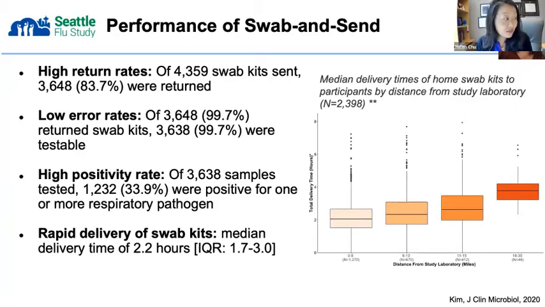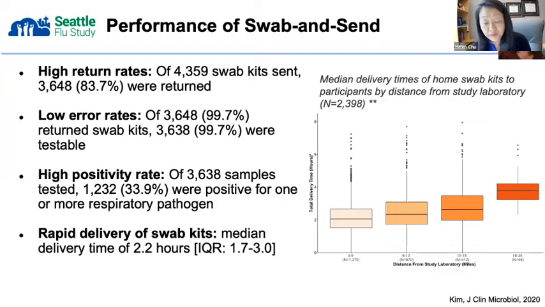So, what you could see here is that of the people who returned the swabs, the vast majority of them were testable, and that we actually recovered a lot of virus in these samples. 34% of the samples that were submitted to us from these home-based swab and send studies were positive for a pathogen. And it was actually very quick, the way that we deliver the swab to people: the median delivery time from request was 2.2 hours.